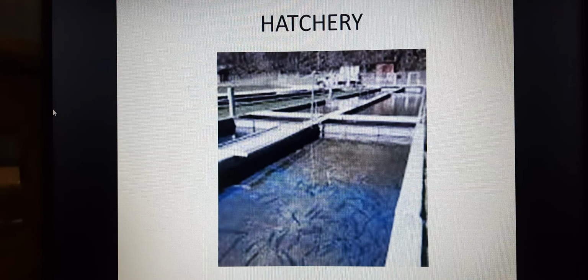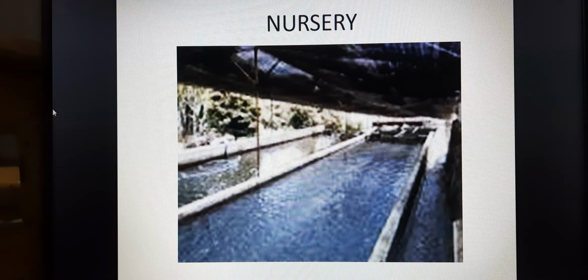These are the hatchery ponds. You see, these are the small fishes. These are from the egg. From the fertilized eggs, fishes used to come out. This is the nursery. In the nursery, the size is up to 20 centimeters.